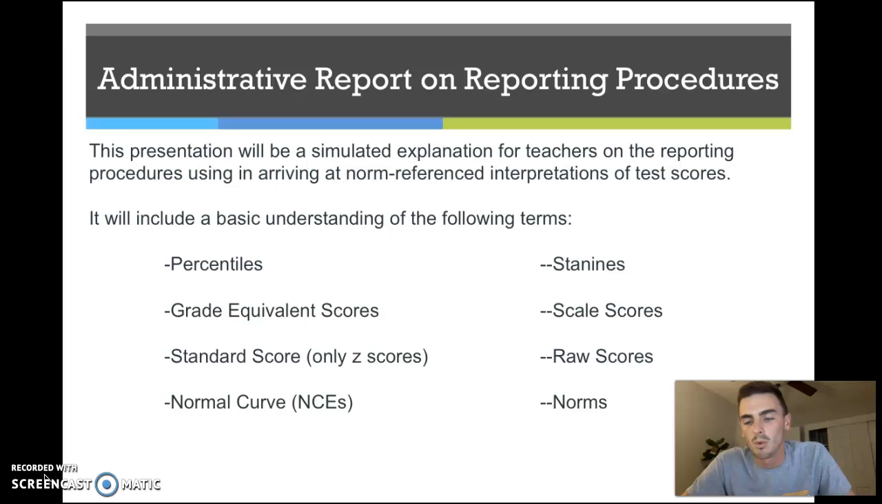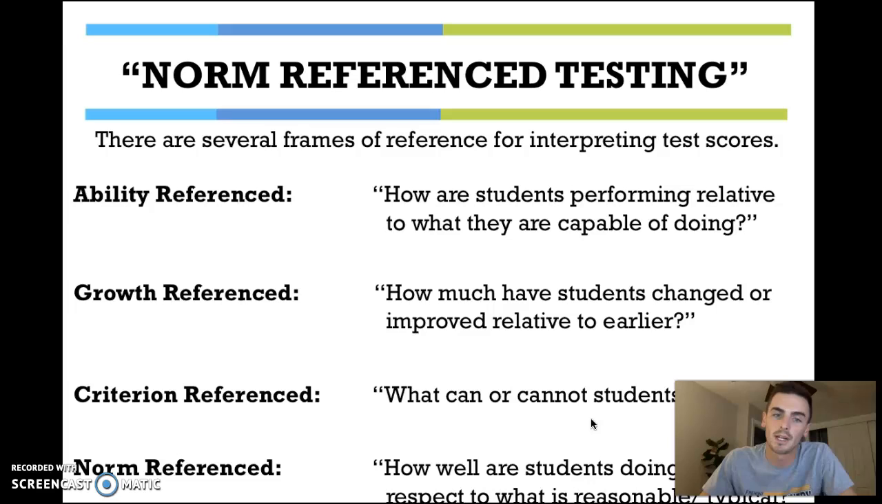What we'll be looking at in terms of these administrative ideas and the way we report our test scores is, in no particular order, percentiles, grade equivalent scores, standard scores, NCEs, which has to do with our normal curve, stanines, scale scores, and raw scores, which are correlated but different, and then just what norms are in general. As a principal or an administrator preparing people, I'd want us to know what I mean when I say norm reference testing, which is what Popham is looking at in chapter 13 and what this project is all about.